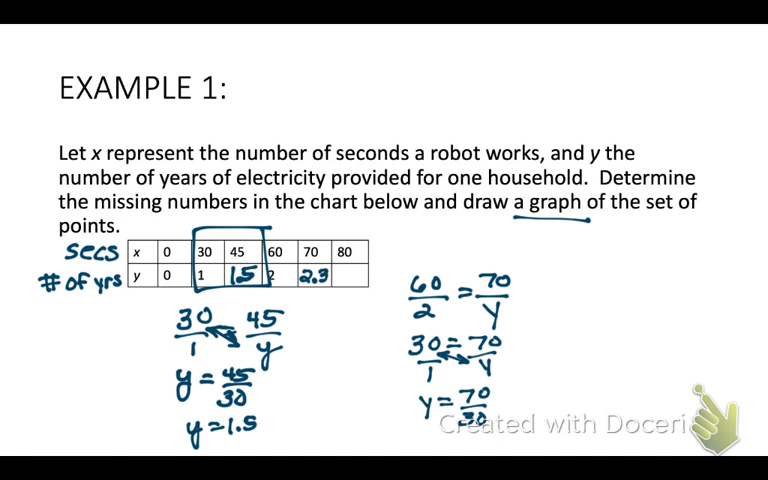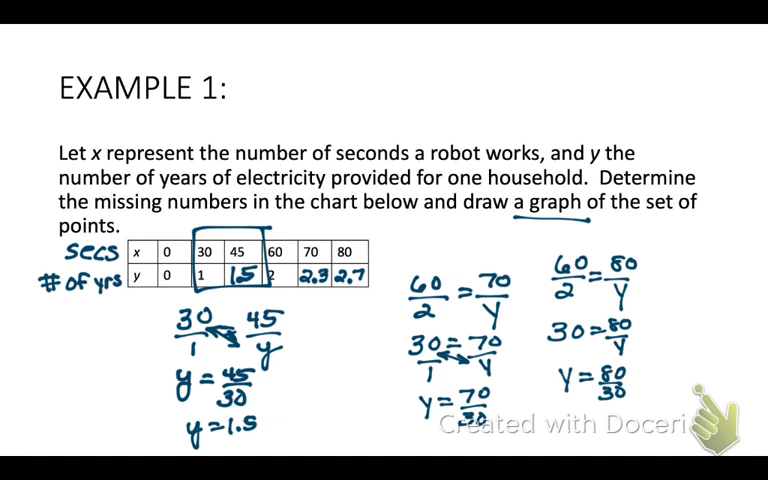Then do the same thing for 80. I'm going to keep the 60 over 2. 60 over 2 is equal to 80 over my unknown y. So 30 is equal to 80 over y. Do a little flipperoo. Y is equal to 80 over 30. That's 2 2/3, so 2.7. We go to 1 decimal place.